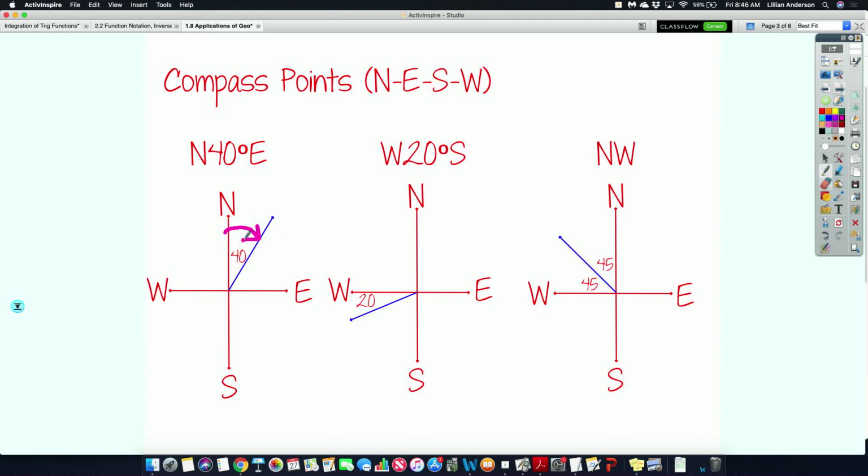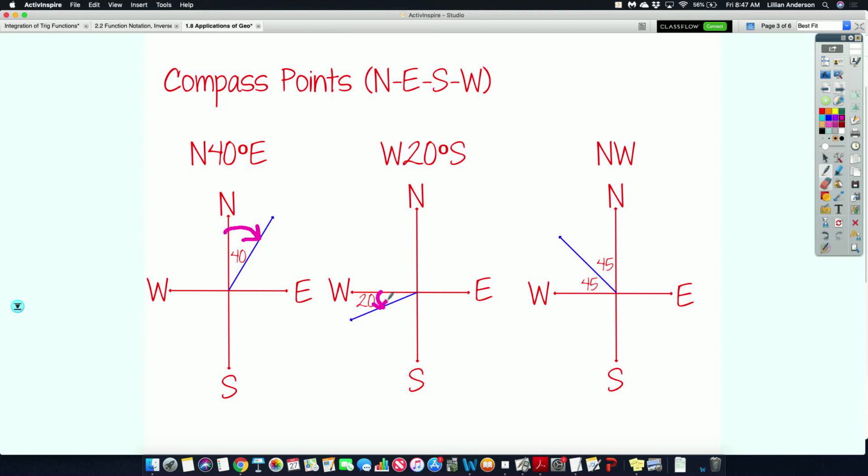Or it could say a plane heads west 20 degrees south. Well, that means that if the plane were to travel in the west direction, it turns towards the south direction 20 degrees, and that is the path, the direction in which that plane is heading. So whatever compass point comes first, that's where you're starting from, and then the end compass point is basically the direction that you're turning towards, and the angle in between is the angle that is created.